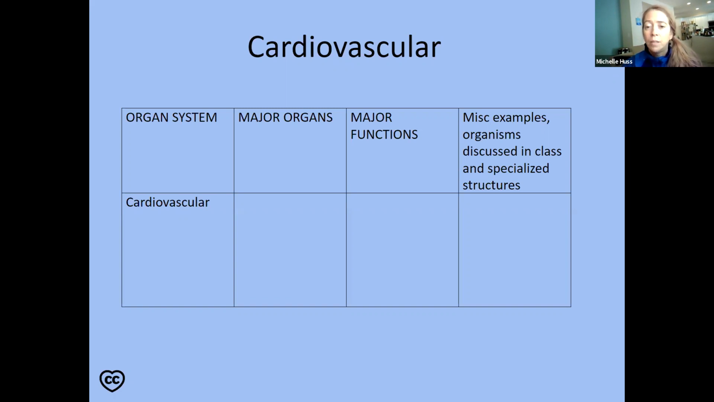Okay. And we'll talk more about all of these in future chapters. But this week, we're just sort of getting to know the main 11 organ systems. And that's what we'll be talking about the rest of the class.